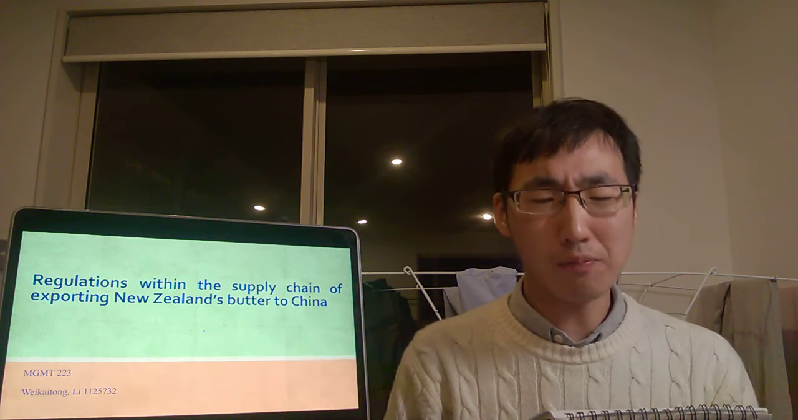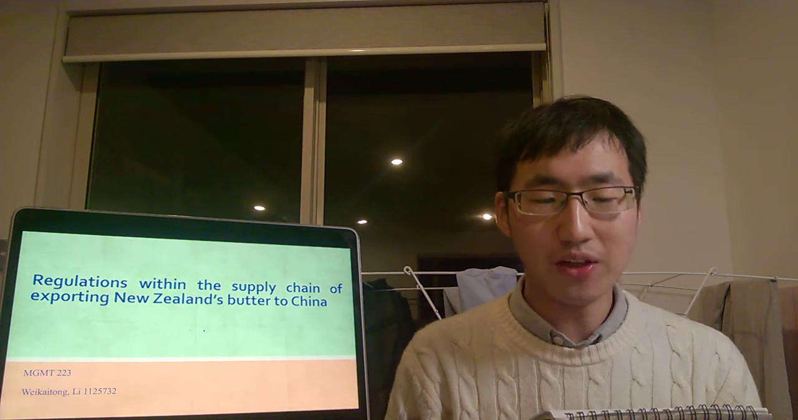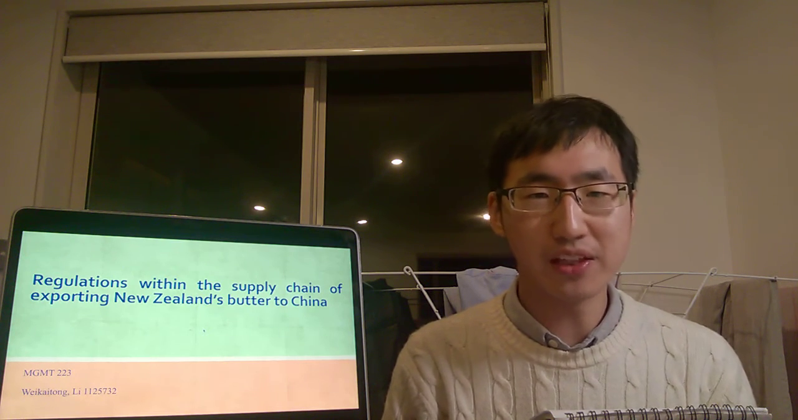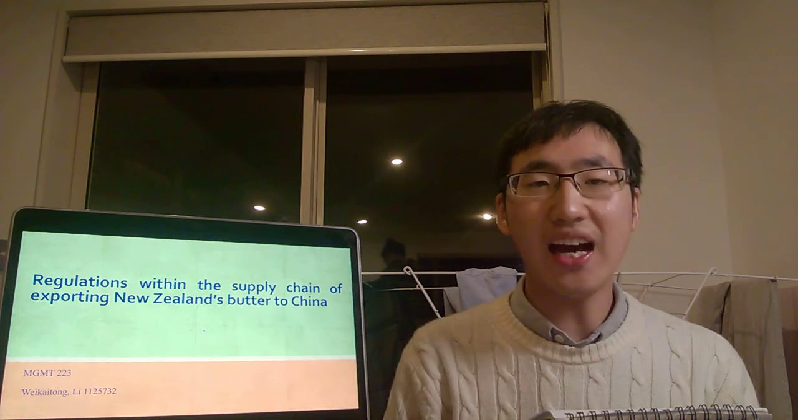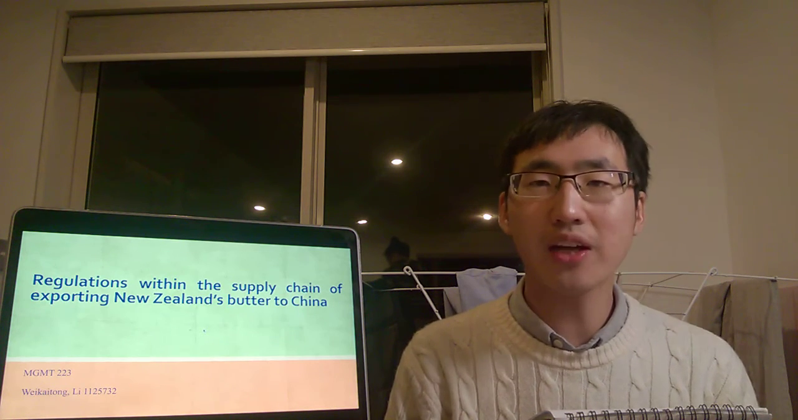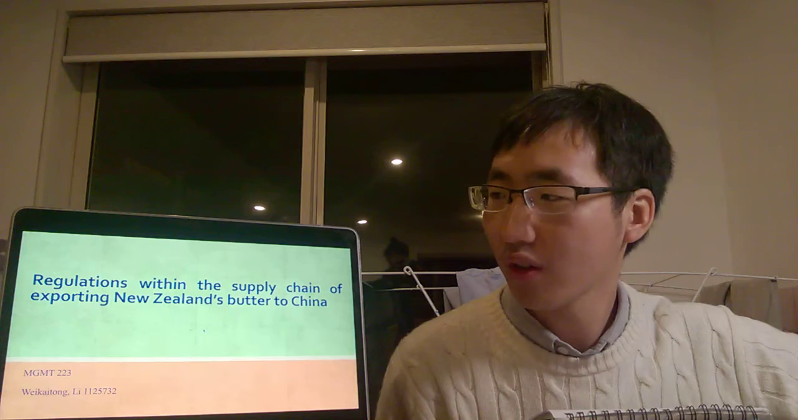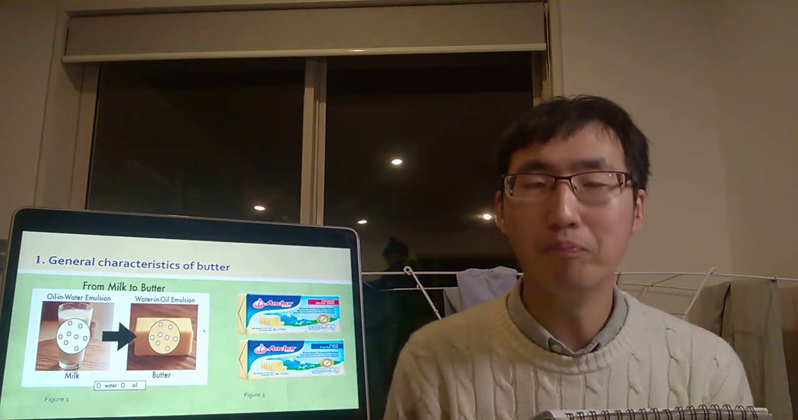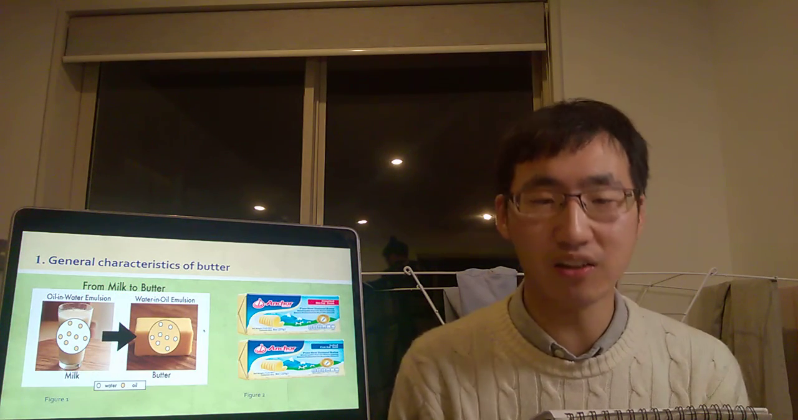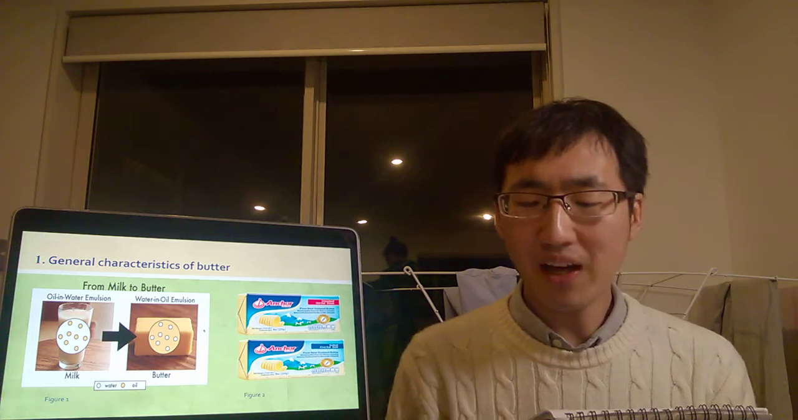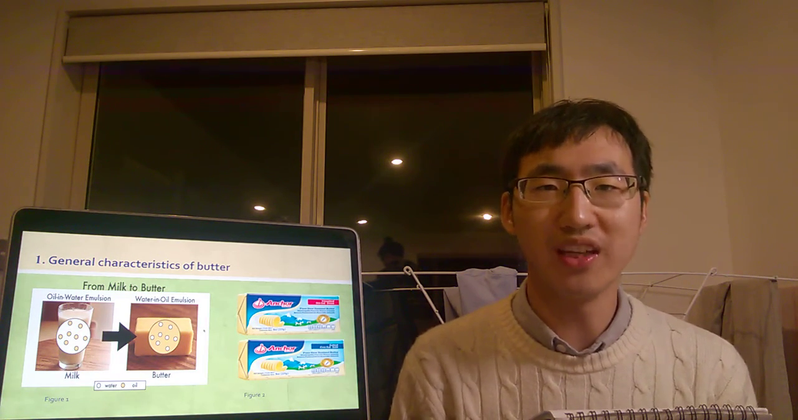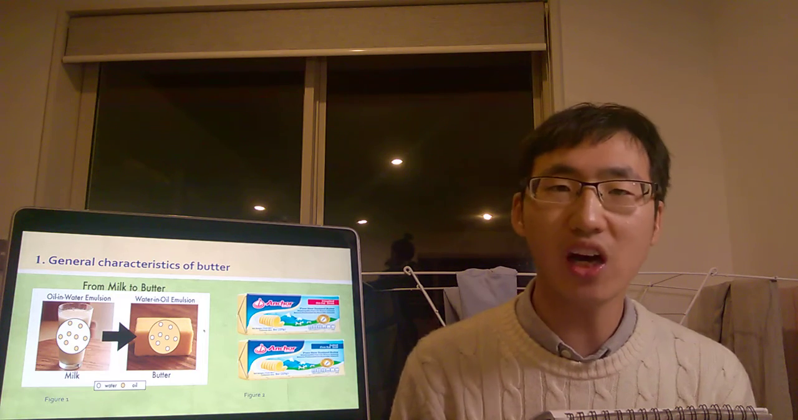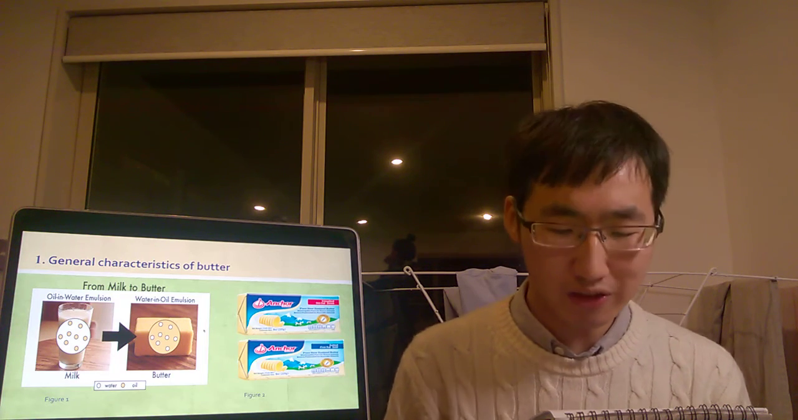Today, I'd like to talk about the analysis for regulation within the supply chain of importing butter to China, New Zealand butter to China. In the beginning, I'd like to talk about the general characteristic of butter. Butter is a common dairy product. Originally, butter was made because Asian people wanted to process milk in their time. So it shows that the raw material for butter is milk.